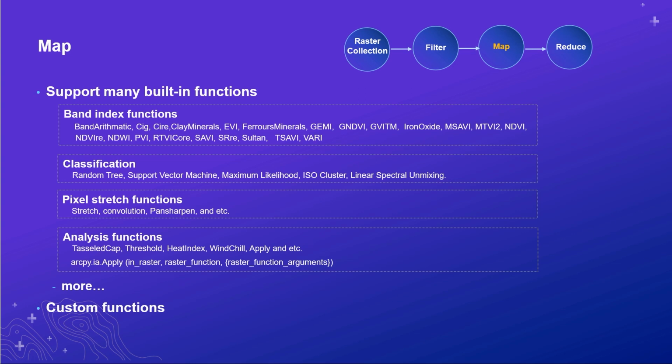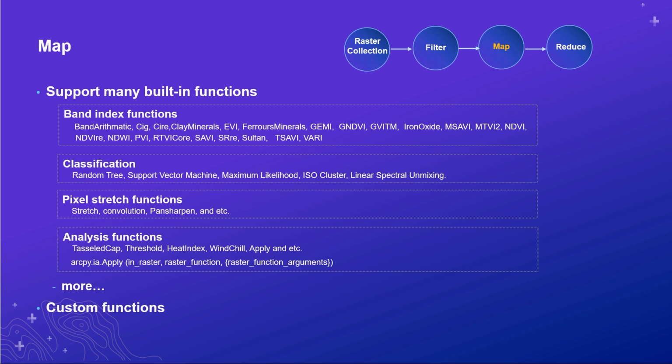And ArcGIS provides many existing built-in functions for you to work with. For example, the band index functions. We use NDVI, but there are many more, like NDWI, water index, and there are also indexes for burn area, for ice, for fire, and things like that. And you can also create your own function using the band arithmetic function, just computing between bands as input.